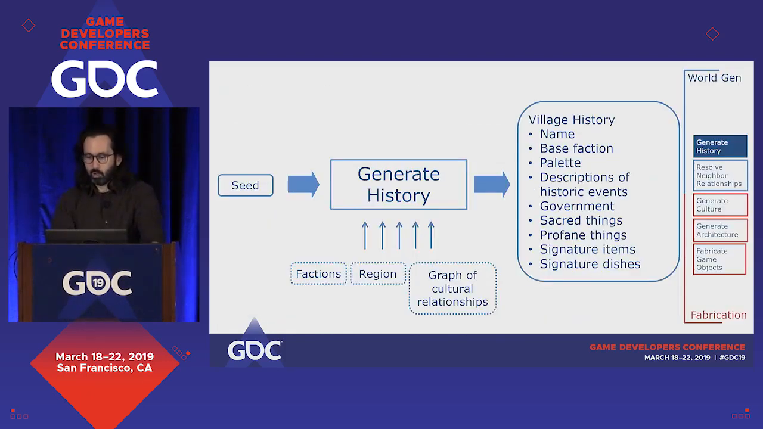So for the first 2 steps, generate history and resolve neighbor relationships, we're going to be doing this during world generation, when you click new game and you're spinning up one of these new worlds. And then the last 3 steps, from generate culture onward, we're going to be doing during the fabrication phase, which is where you've actually entered a particular village and we're generating it on the fly.